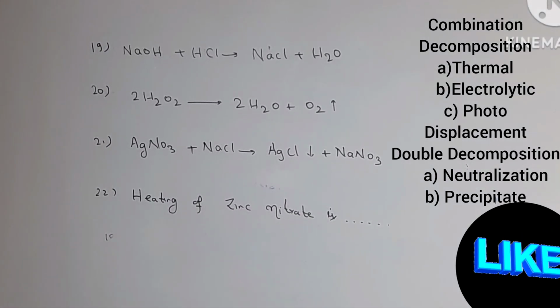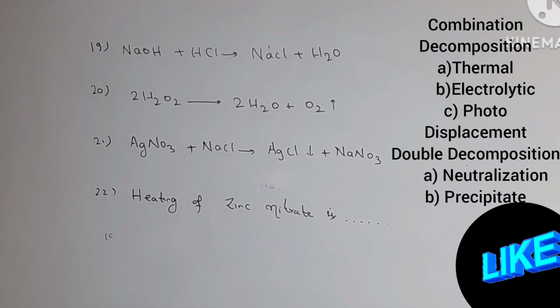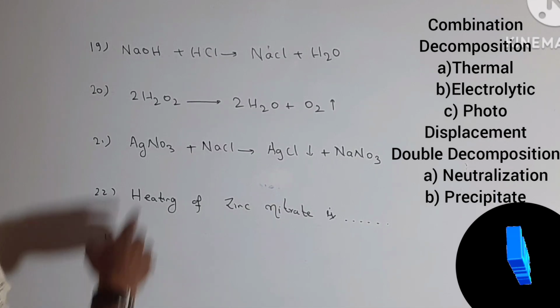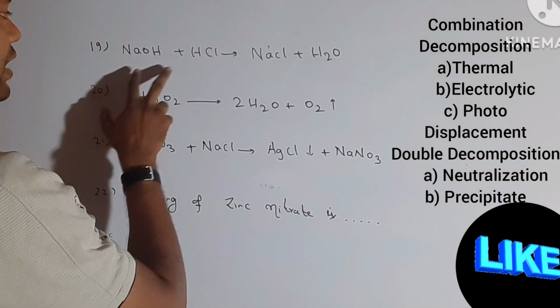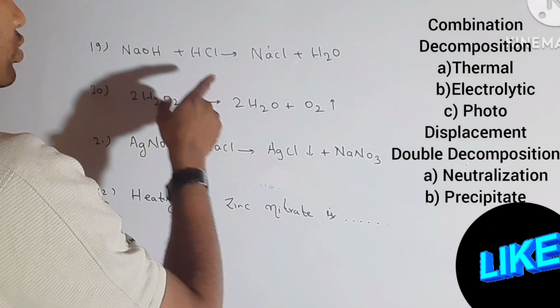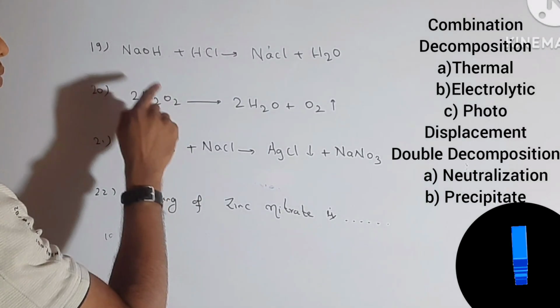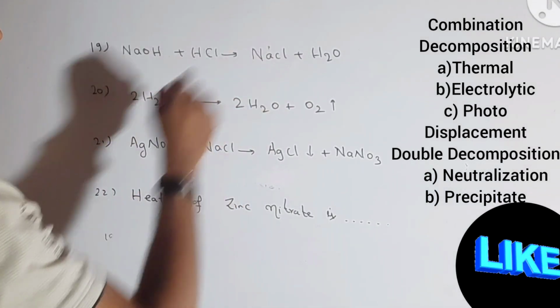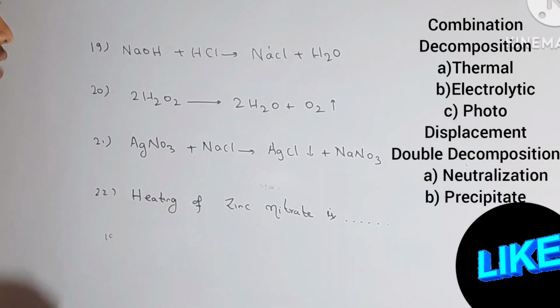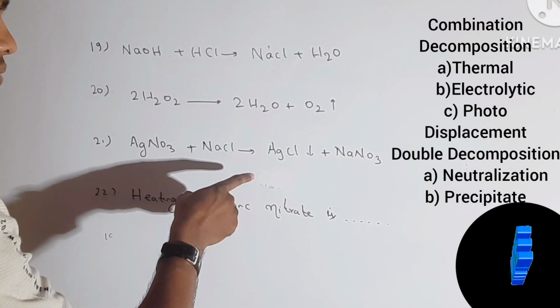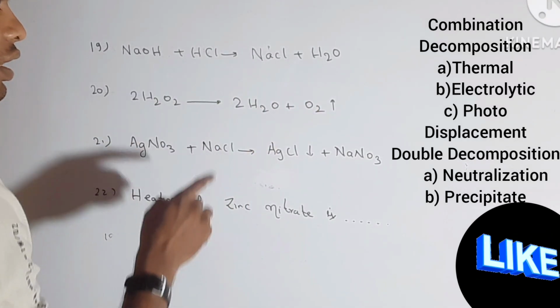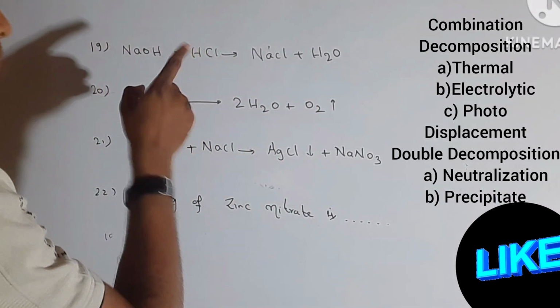Now some more reactions. Again, if you see here, two compounds on the reactant side. So obviously it will be double decomposition. But in that you have neutralization and precipitation. Neutralization means you will get salt and water. If it is a precipitate, you should give a PPT, precipitate.